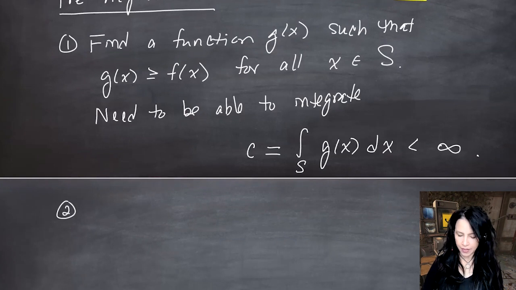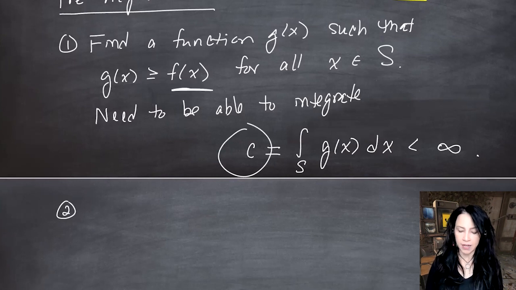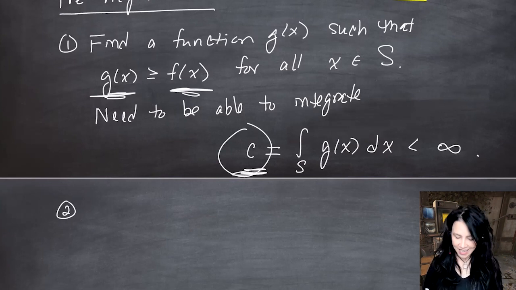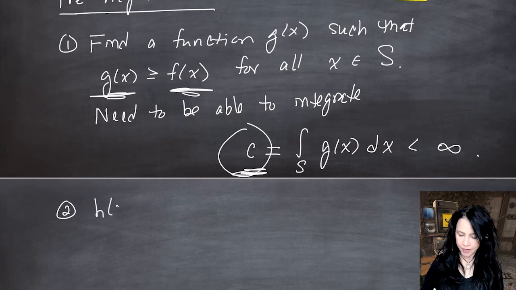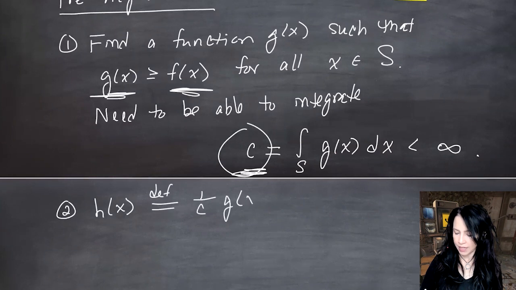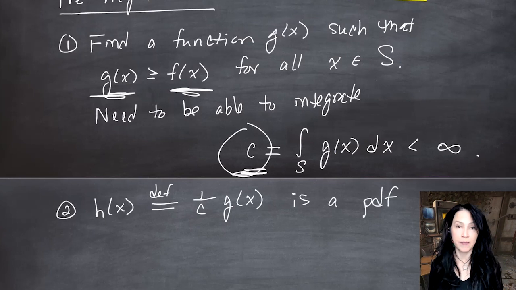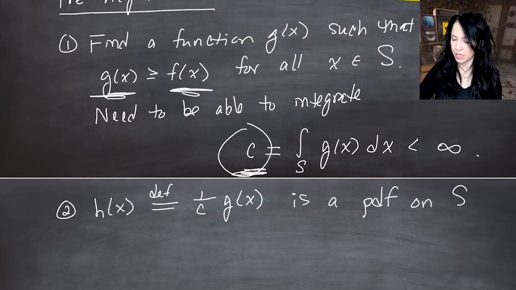So we're going to take this constant c, and because the PDF is non-negative, g being above it is also non-negative, and it integrates to something that's also non-negative. And so if we define h of x to be 1 over c times g of x, this is a PDF. This is something that's non-negative and integrates to 1. It's a PDF on that support set.